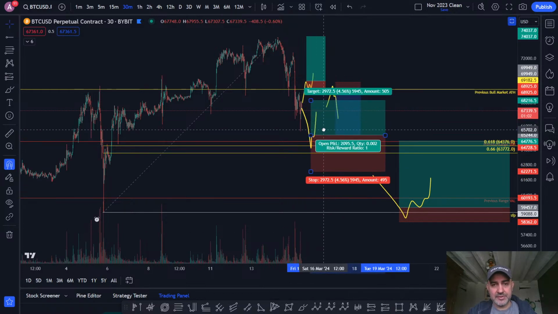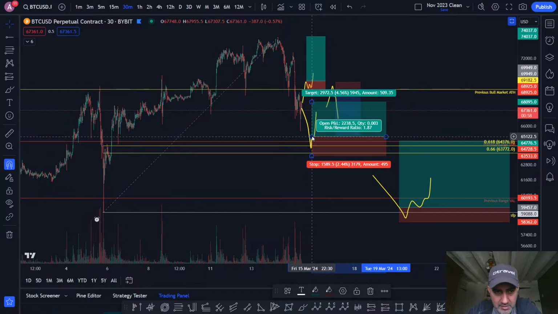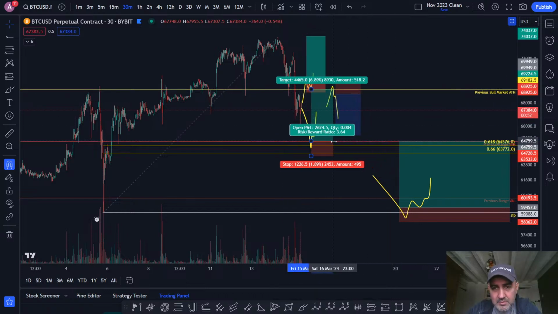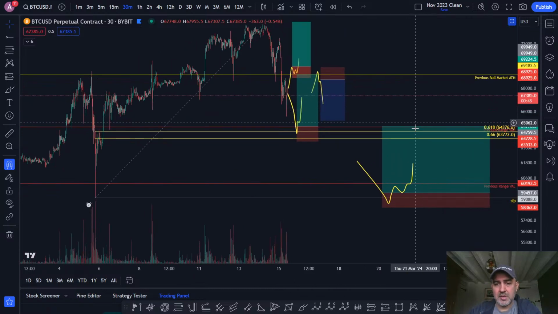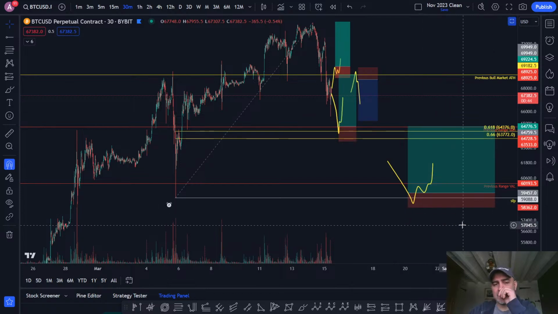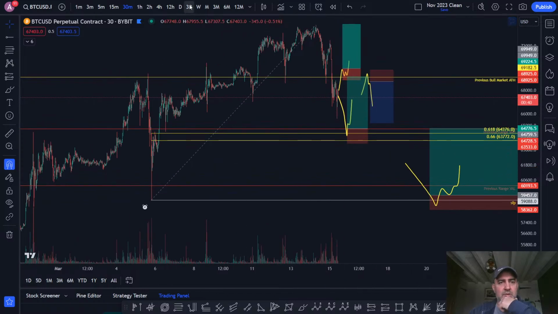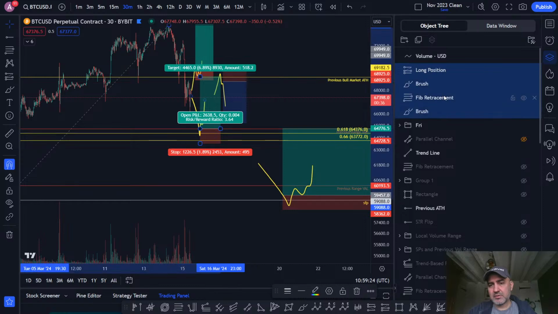I always say the same thing: just take your profit. Move on to the next trade. There you go. But the one that I'm really interested in is this lower one at about 59,000. And then the other thing I want to have a look at is the market structure.